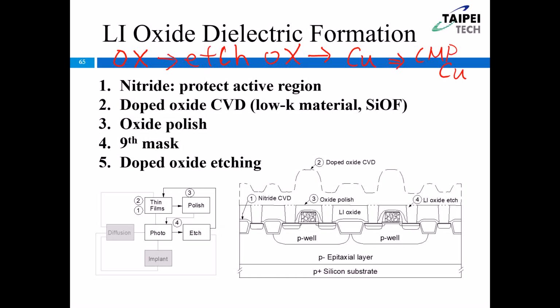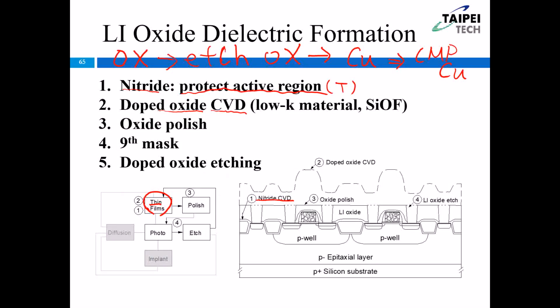So here, let me see. And first, we go to the thin film module. We use the CVD to deposit the nitride. And this nitride, the purpose of the nitride is to protect the transistor. Active region is the transistor region, right? Okay. And then number two, we also go to the thin film module, because right now we use the CVD to deposit the oxide, okay?